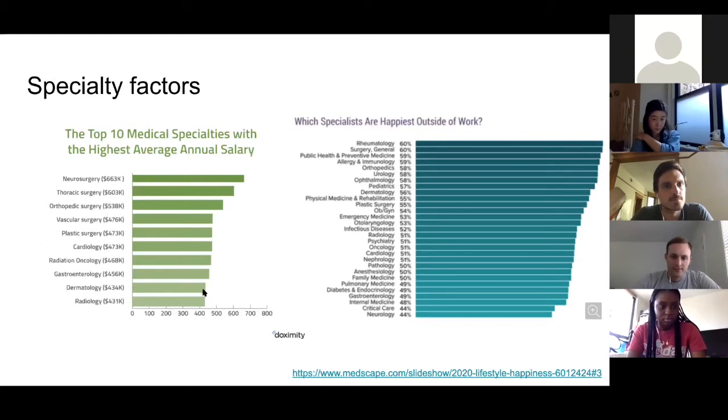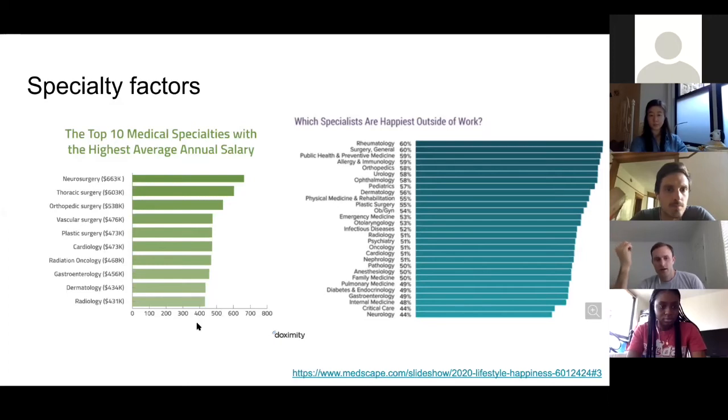So let's talk a little bit about some of the factors that people consider when trying to choose their specialty. Certainly money is important, and even people that are doing medicine for altruistic reasons still have to consider how much money they'll make, especially if they've taken on debt to pay for medical school.